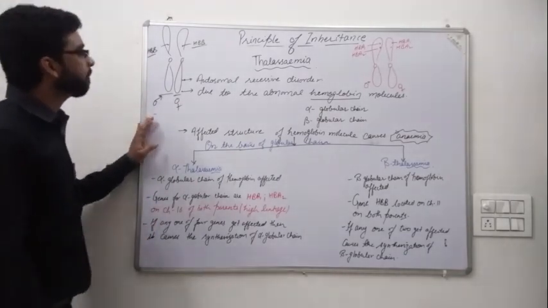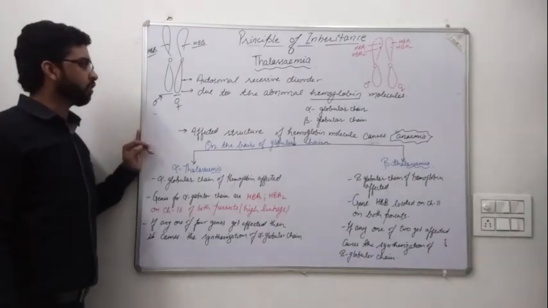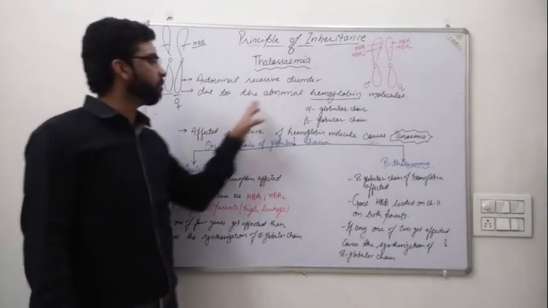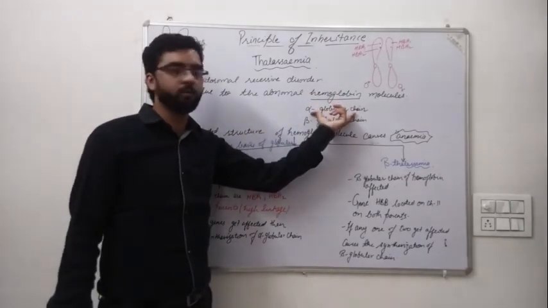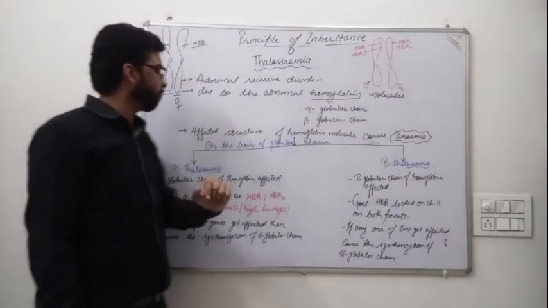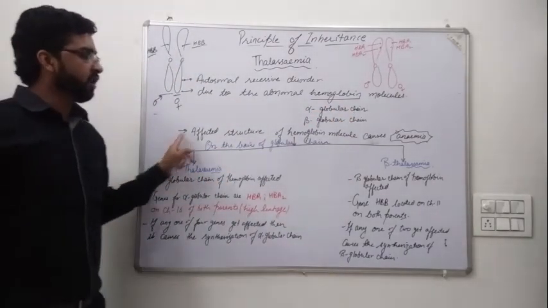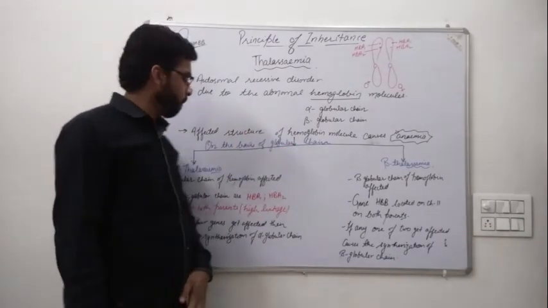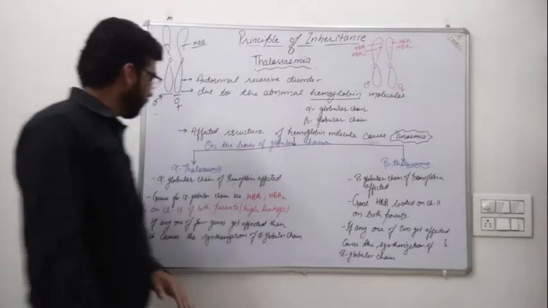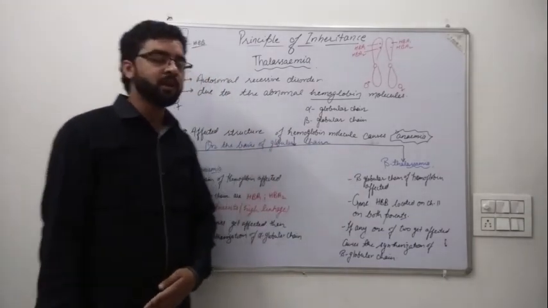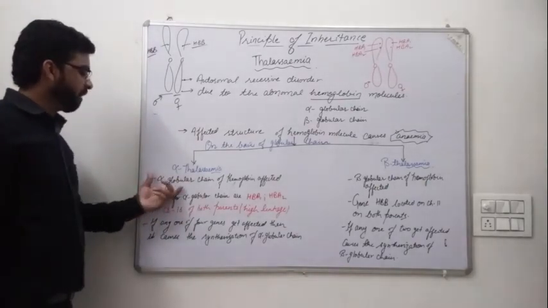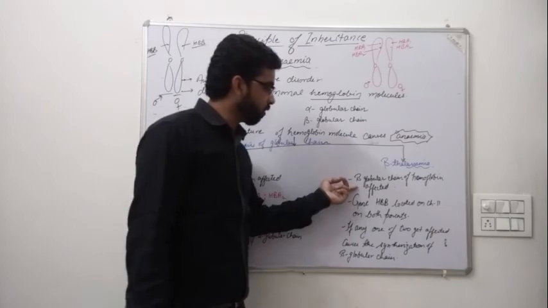First of all, it is an autosomal recessive disorder due to the abnormal hemoglobin molecule. The hemoglobin molecule has 2 types of globular chain, alpha and beta. Affection of the structure of the hemoglobin molecule causes a disorder called anemia. On the basis of affection of the alpha or beta globular chain, it is called alpha thalassemia and beta thalassemia.